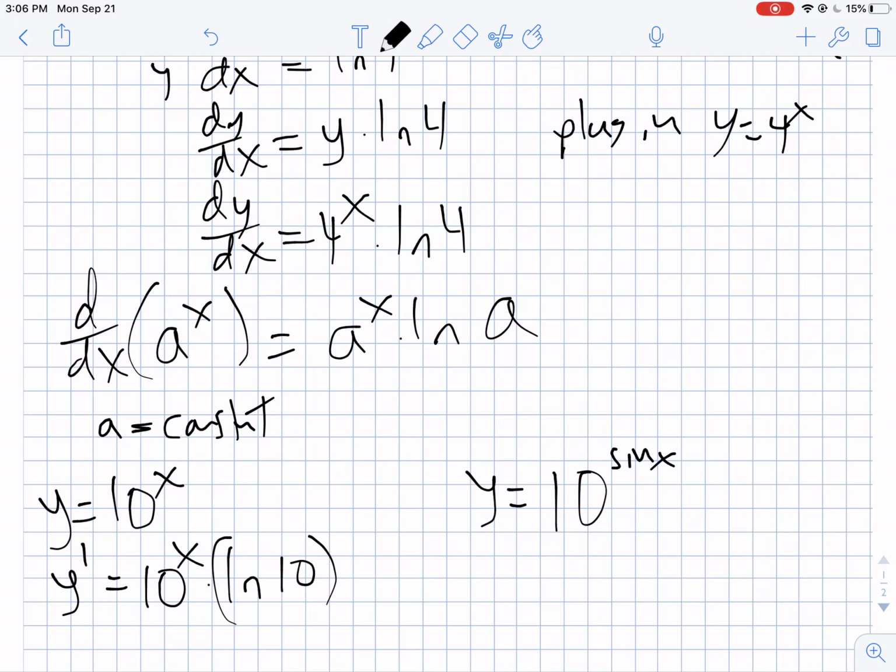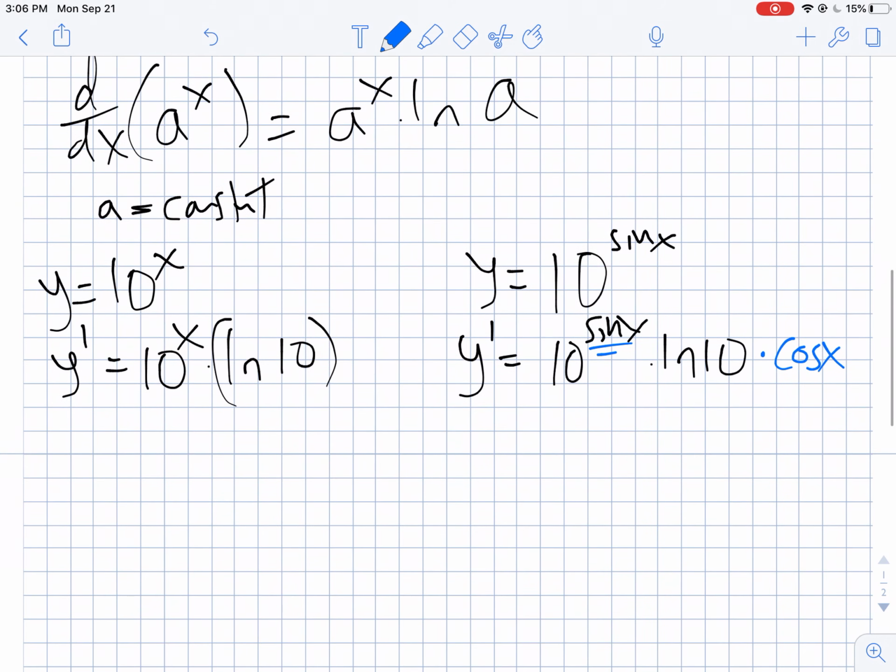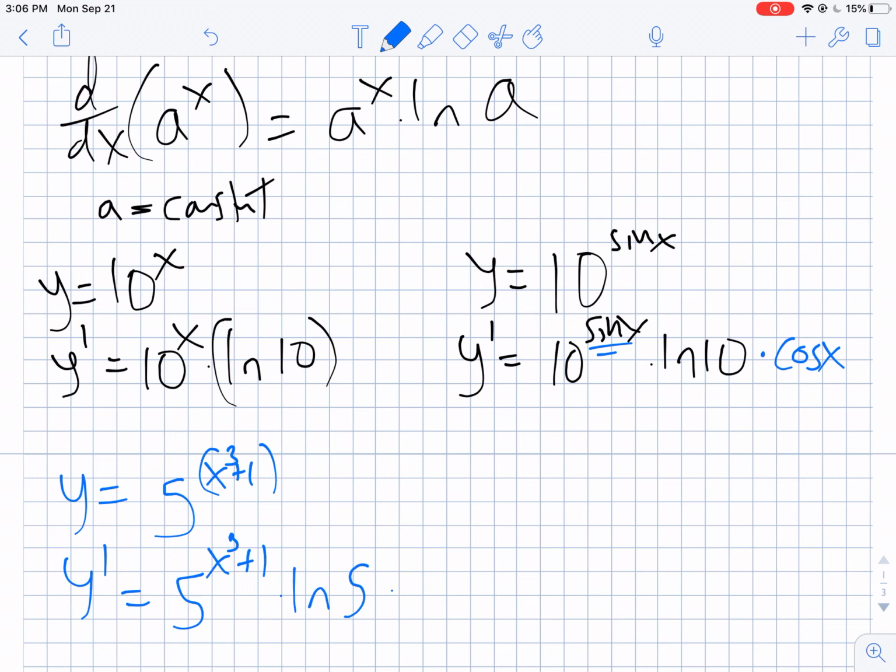If you have something a little more complicated, say 10 to the power of sine of x, then you're going to start with your derivative being 10 to the power of sine of x times the natural log of 10. And then by the chain rule, you have to multiply by the derivative of sine of x, so you have to multiply by cosine of x. If I had, for instance, 5 to the power of x cubed plus 1, again, your derivative would start with 5 to the power of x cubed plus 1 times the natural log of 5, and then you multiply by the derivative of that, which in that case would be 3x squared. So that's how you deal with a derivative if you have a constant raised to a power with an x in it. So I wanted to show you that.